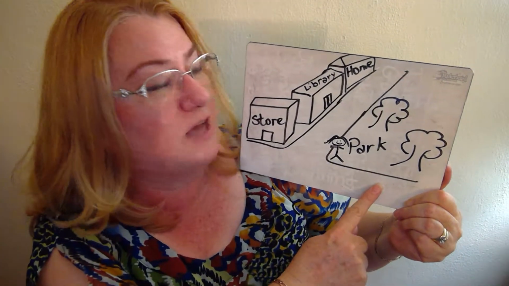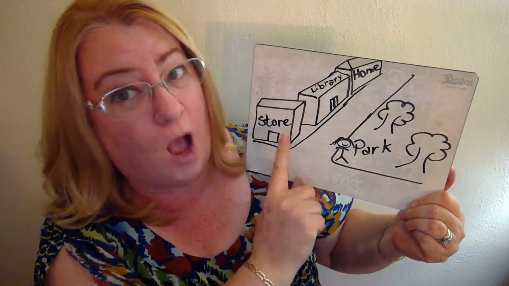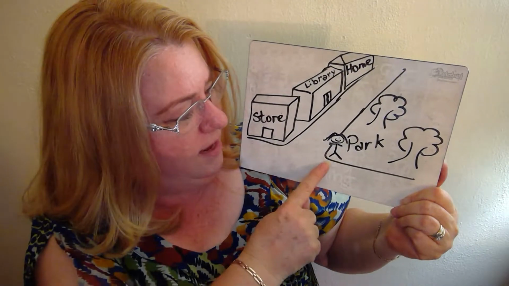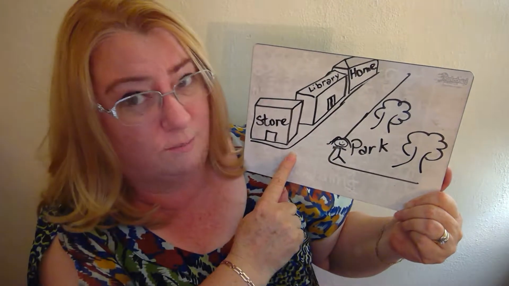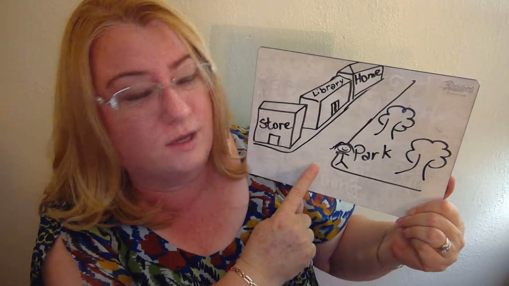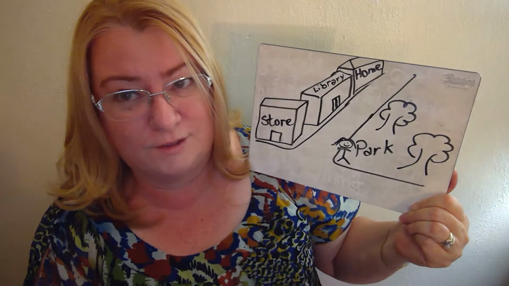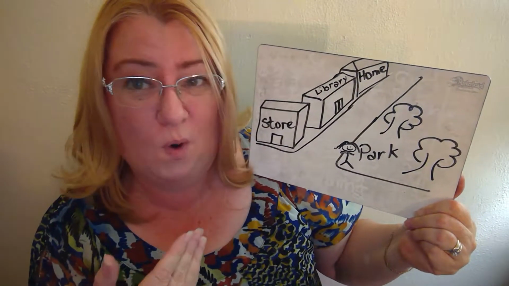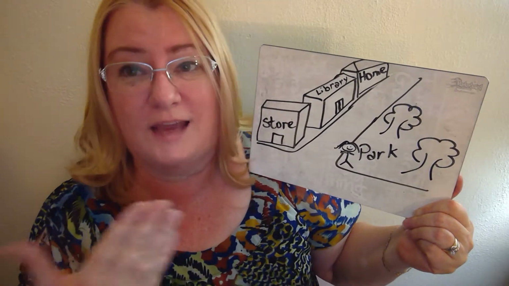The park is opposite the library, on the opposite side of the street, and I am ready to go and cross the street because it's safer to cross at corners than to cross in the middle. So I've had a fun day at the park and it's time to go home, and I would be able to give you directions on how to go home.